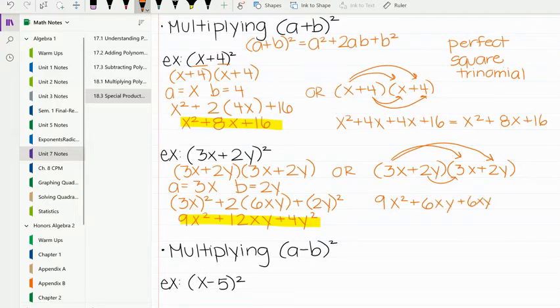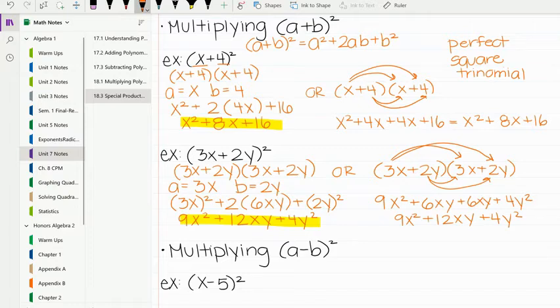And then 2y times 2y, which would give us 4y squared. So this would be 9x squared plus 12xy plus 4y squared.